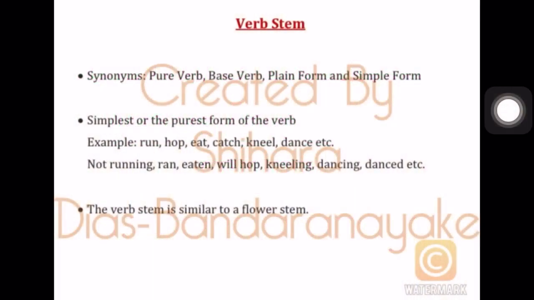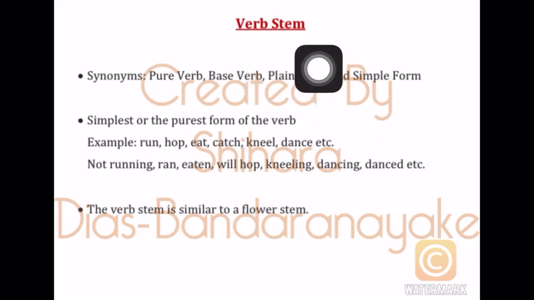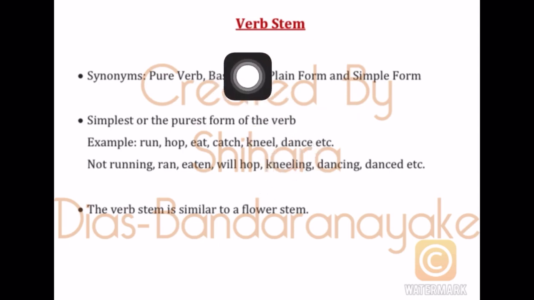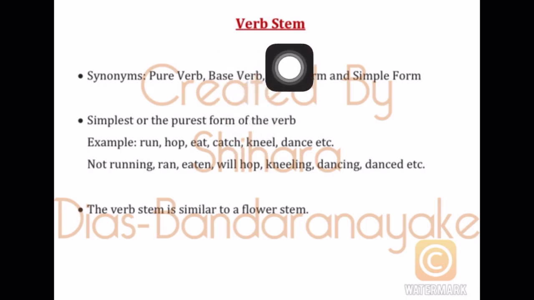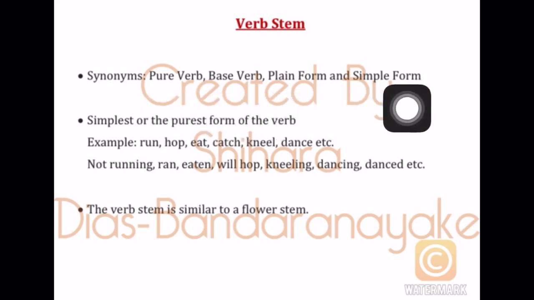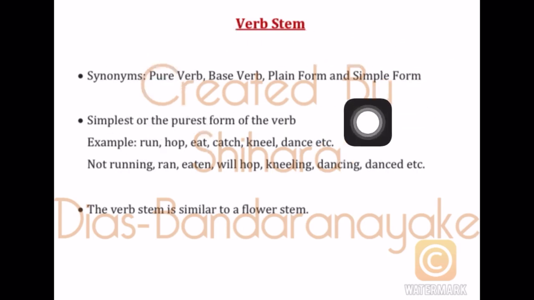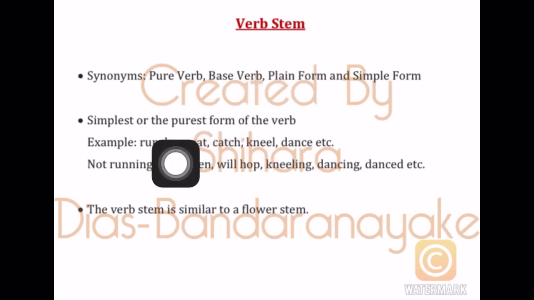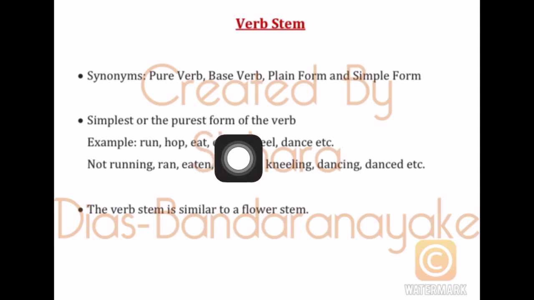Now before going to the simple present tense, I thought of touching on the verb stem because that is where all the verb tenses start. Okay, so this is the starting point. So I'll start with the verb stem. Now what is a verb stem? We call the verb stem pure verb, base verb, plain form or simple form. Wherever you see this, you should identify that they are talking about the verb stem. It is the simplest or the purest form of the verb.